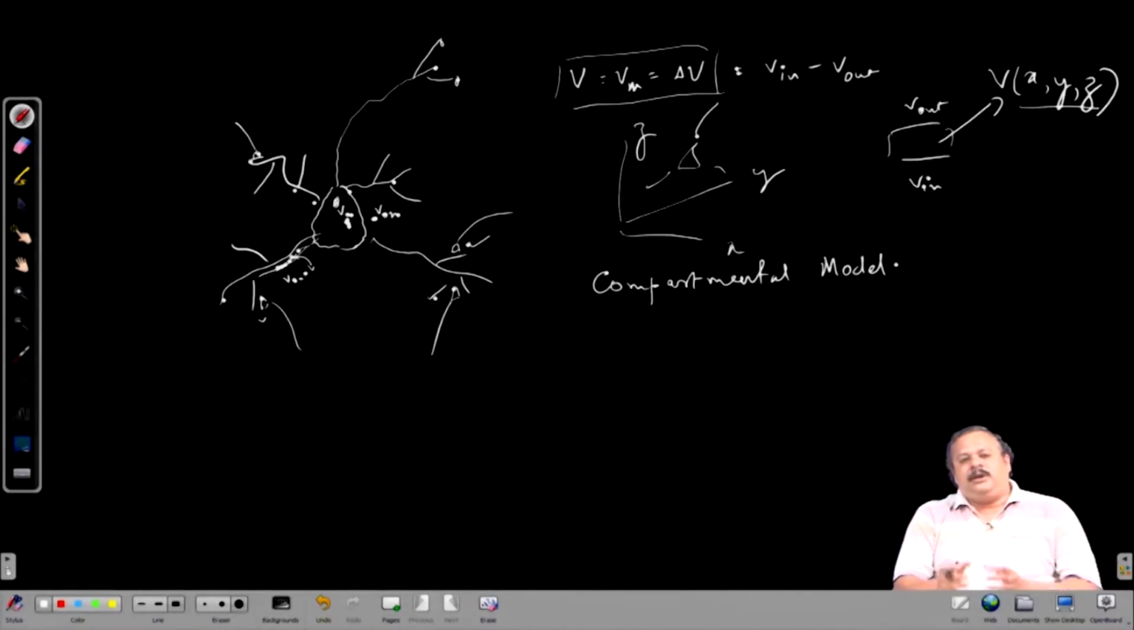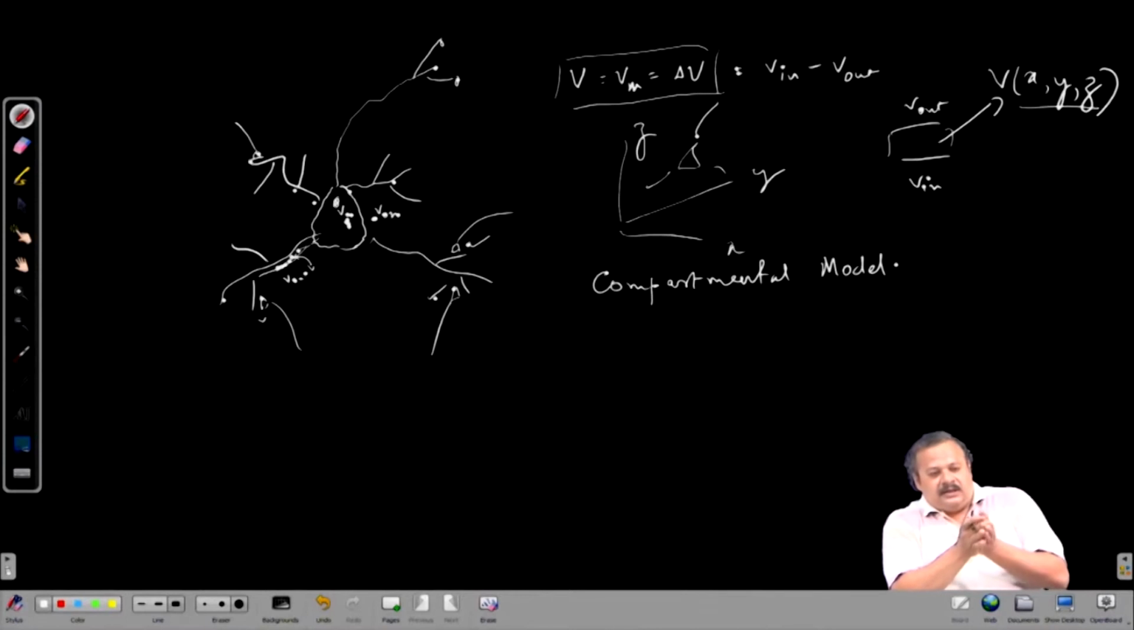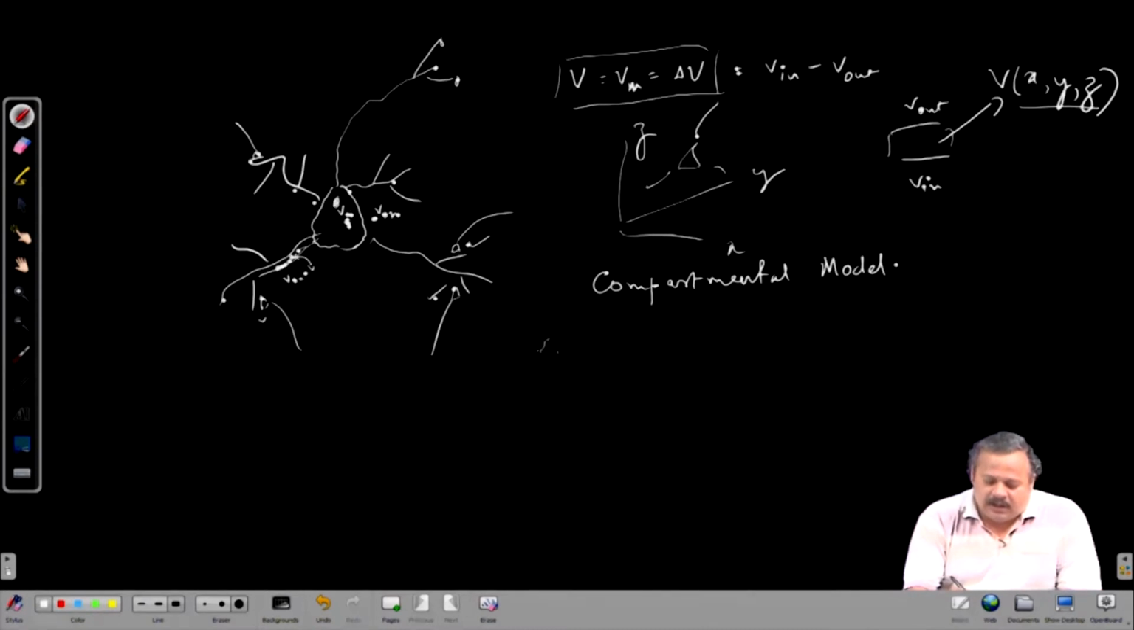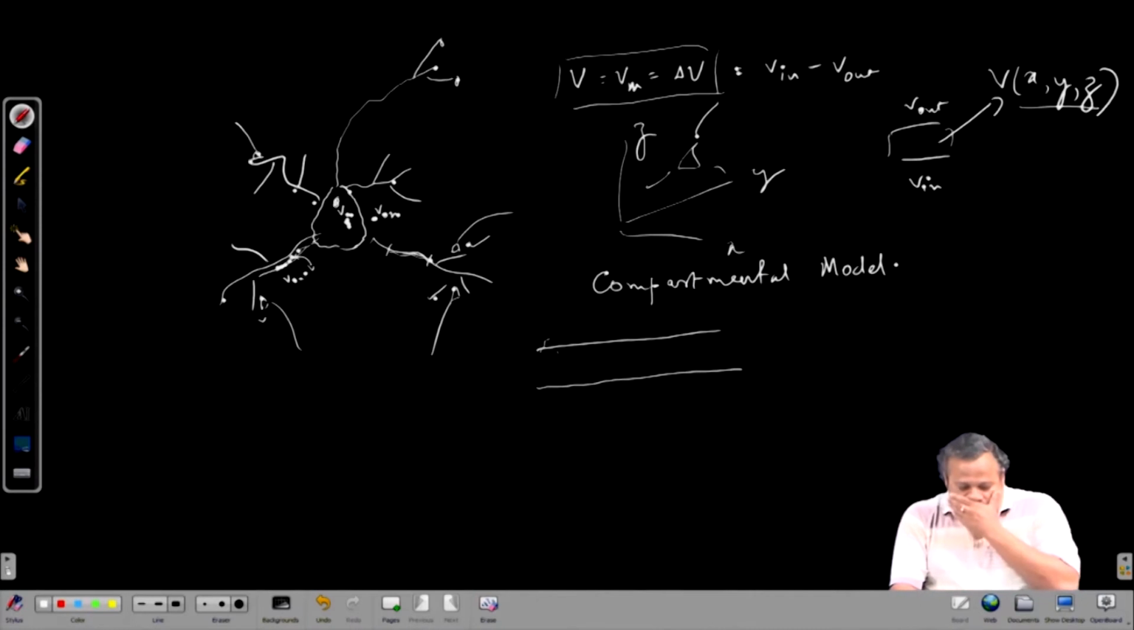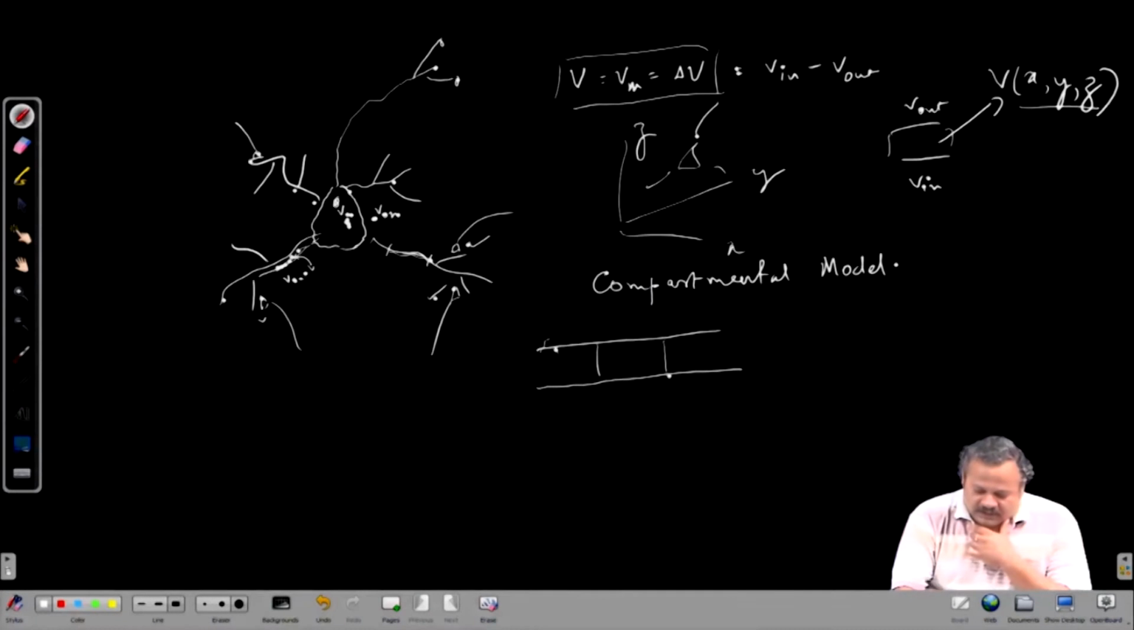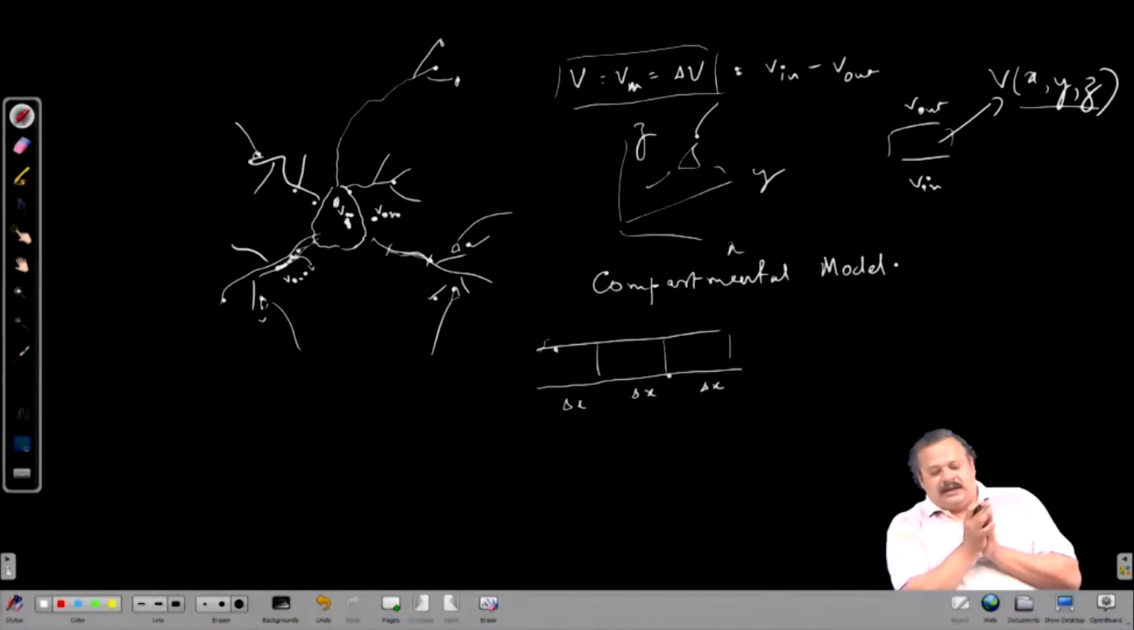That is, we will be discretizing space along the neuron's structure. That is, we will have different positions. Let us say we are looking at one branch of the dendrite, this particular branch. We will be breaking this up into small chunks. Let us assume this axis is x, without loss of generality, and these are all equal lengths, delta x.